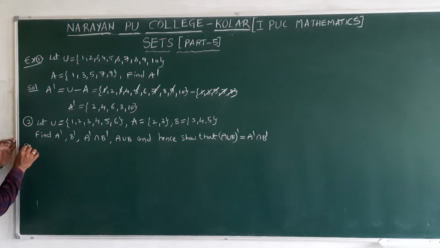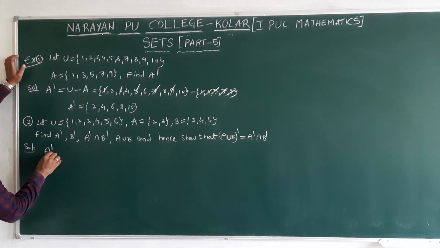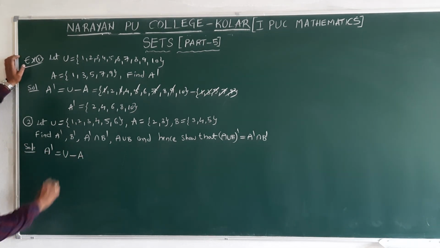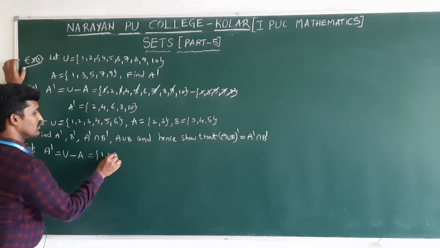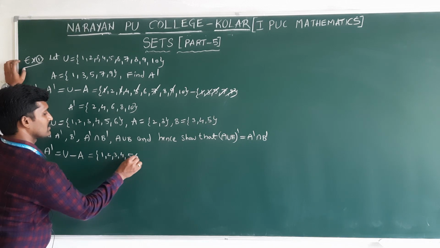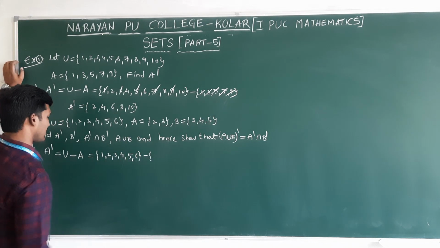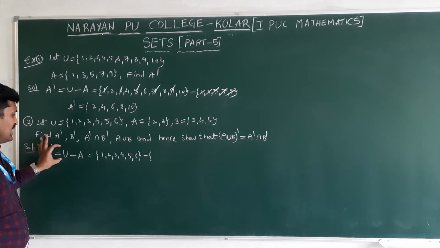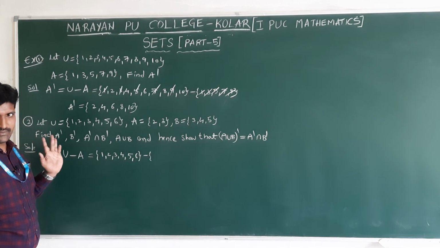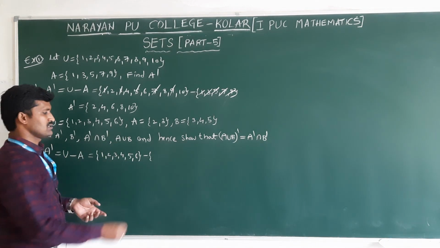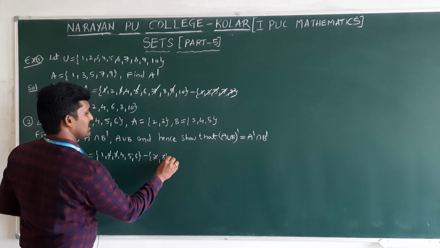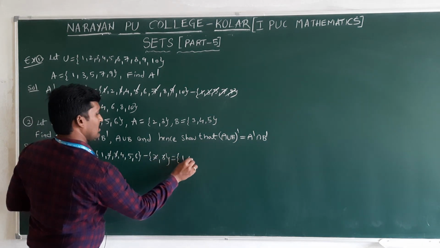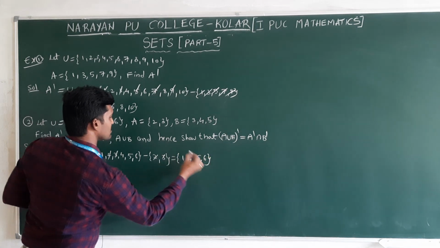Okay, coming to the solution. First we need to find A dash. How to find A dash? U minus A, 1, 2, 3, 4, 5, 6. Directly also we can write: from the universal set, eliminate the elements present in A. What are the elements? 2, 3. That's all. 2, 3 eliminated. Now A dash you will get 1, 4, 5, 6.